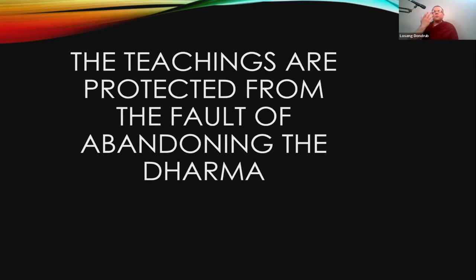But if we denigrate it, or if we say, oh, that's only for Theravada practitioners, or that's only, then we make the mistake of abandoning the Dharma. And presenting it in this way, as the stages of the path, will protect our mind from doing that, will protect us from denigrating some of the teachings.